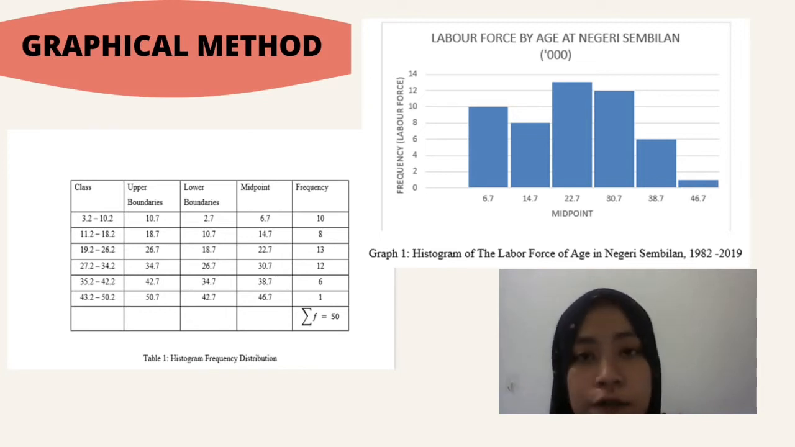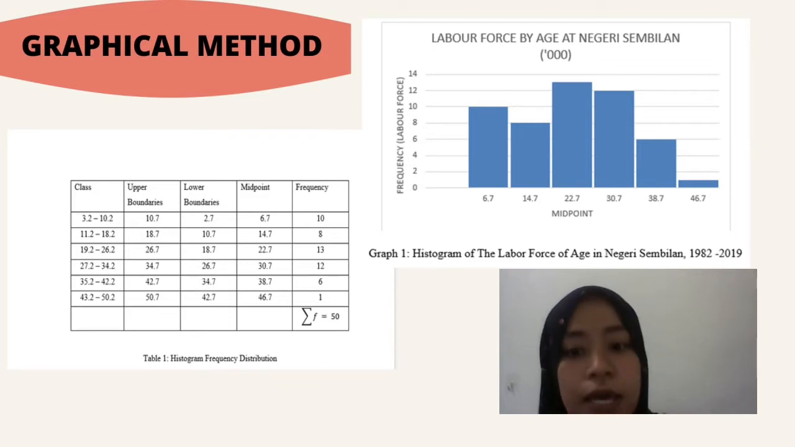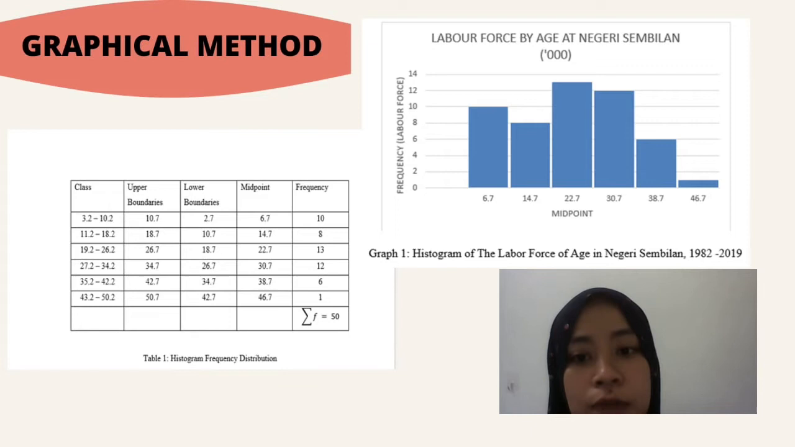Today I will continue about the graphical method, which means histogram and also OGIF. Histograms are graphs that show how your continuous data is distributed, and OGIF is a cumulative frequency that is added from left to right on the graph.